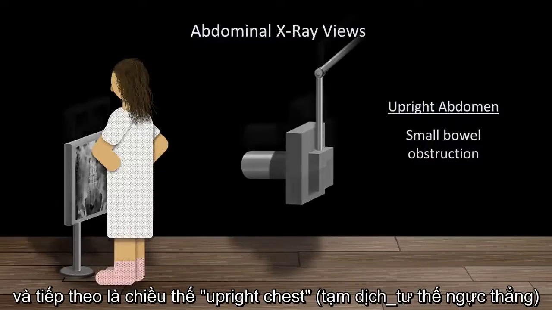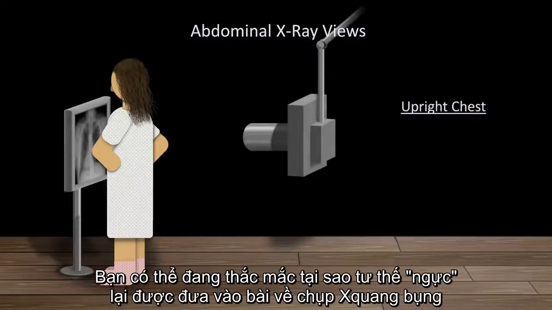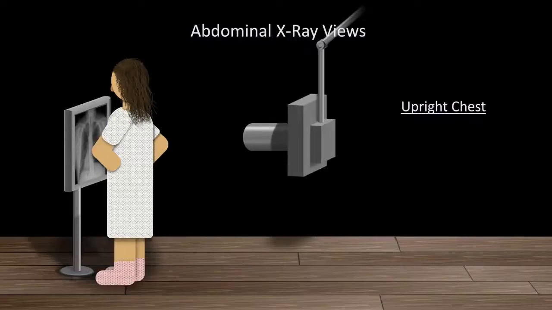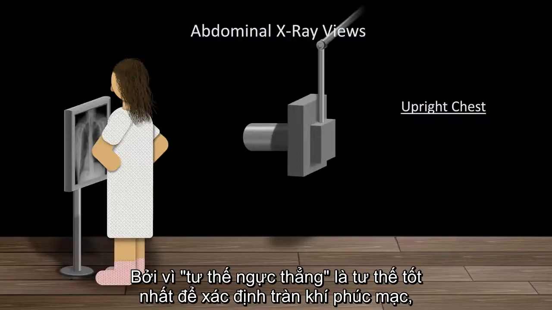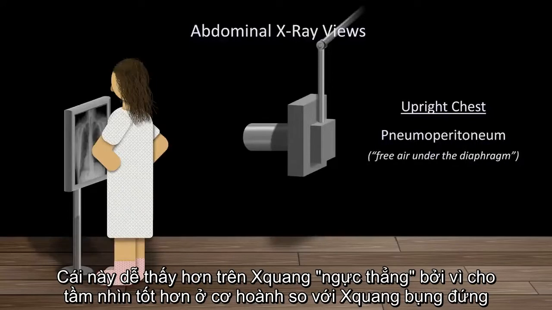And then there is the upright chest view, which as shown is also a PA view. You might wonder why a chest view is included in a discussion of abdominal radiography. It's because an upright chest is the best view for identifying pneumoperitoneum, often referred to as free air under the diaphragm. This just shows up better on an upright chest film because of a better view of the diaphragms as compared to an upright abdominal film.